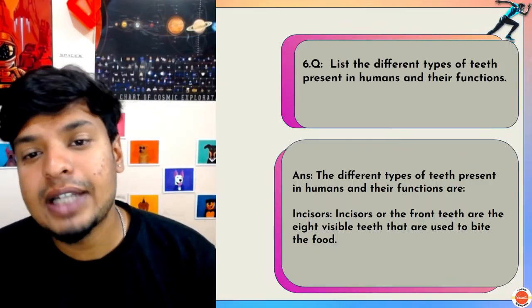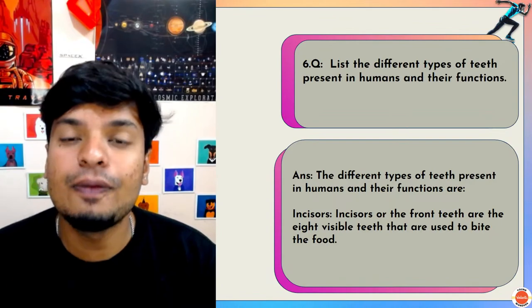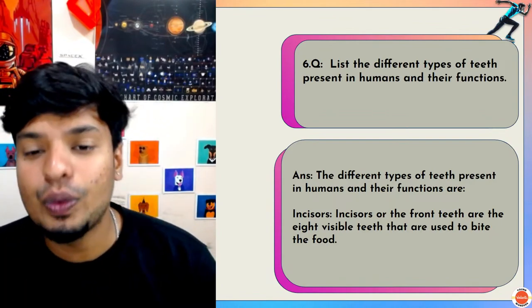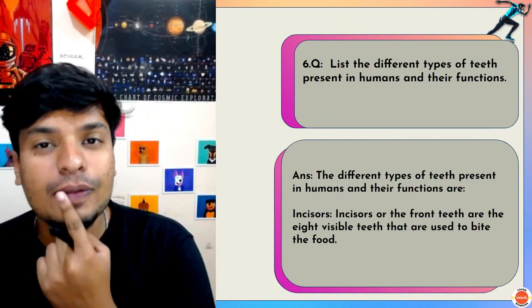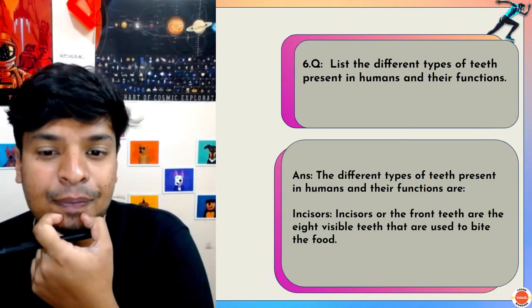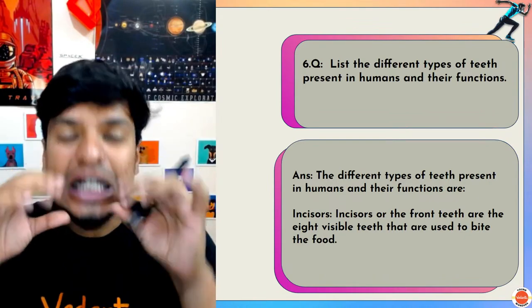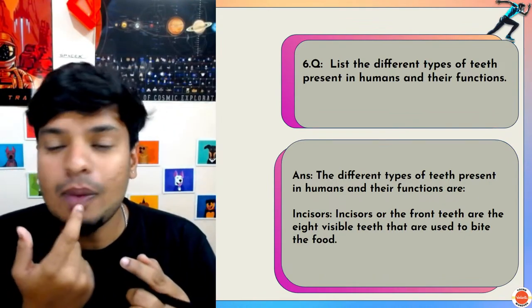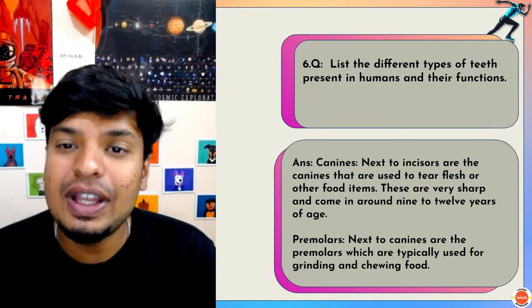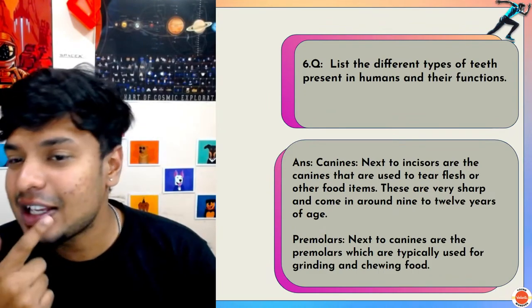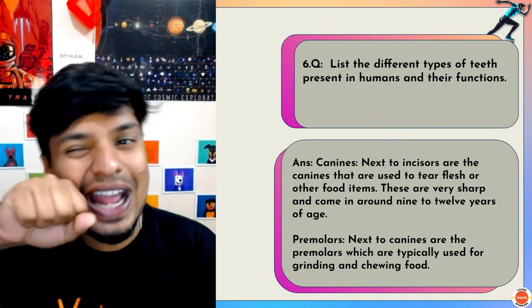Okay, long answer types, guys. Different types of teeth present in humans. I told you, we have incisors in the front of the teeth. The front teeth are the 8 visible teeth that are used to bite the food. This front 8, 4 top, 4 down. Then we have the canines next to the incisors, which are used for tearing the flesh.